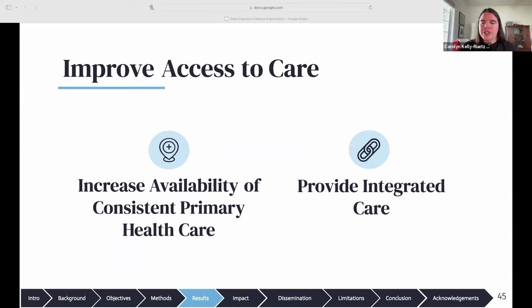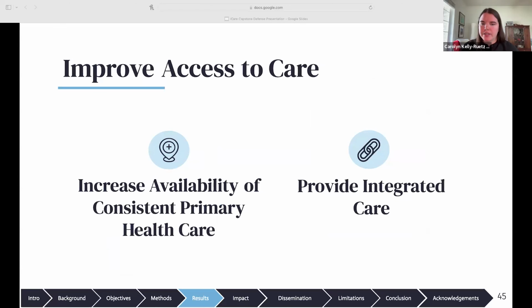The first recommendation is to improve resident access to care. There's a need to increase the availability of consistent primary healthcare as most residents currently utilize walk-in clinics. Given residents' complex health needs, providers identify a need to provide integrated care where care is provided through a collaboration between different providers.